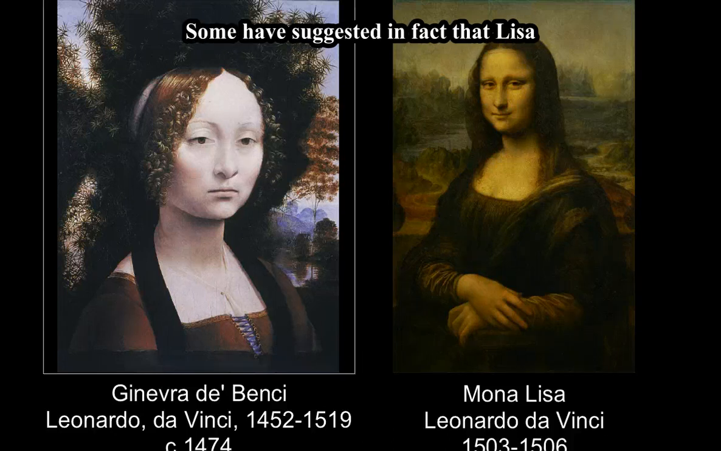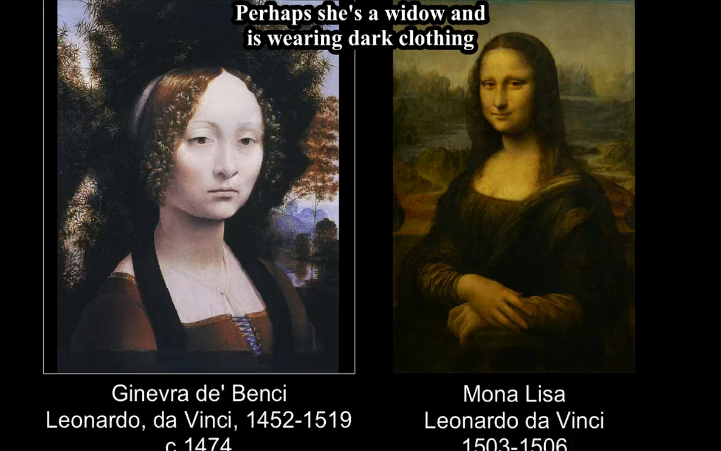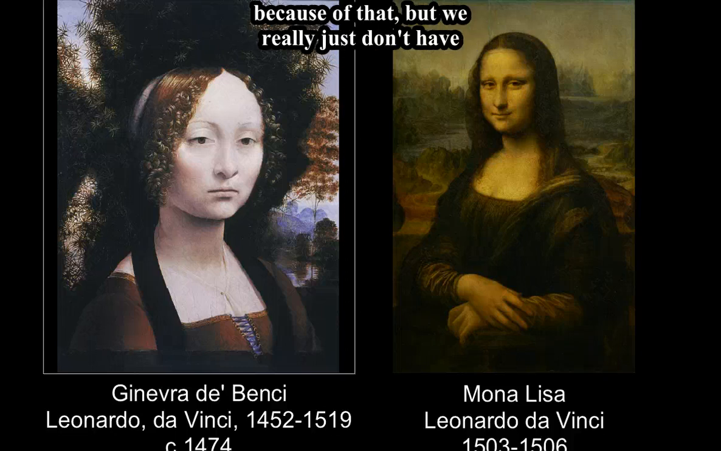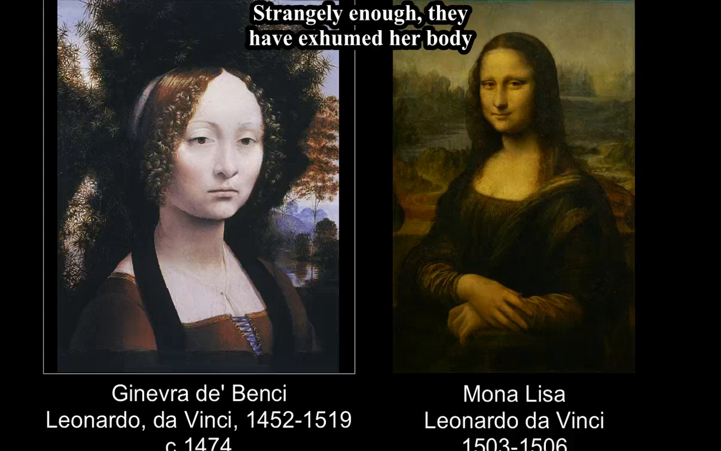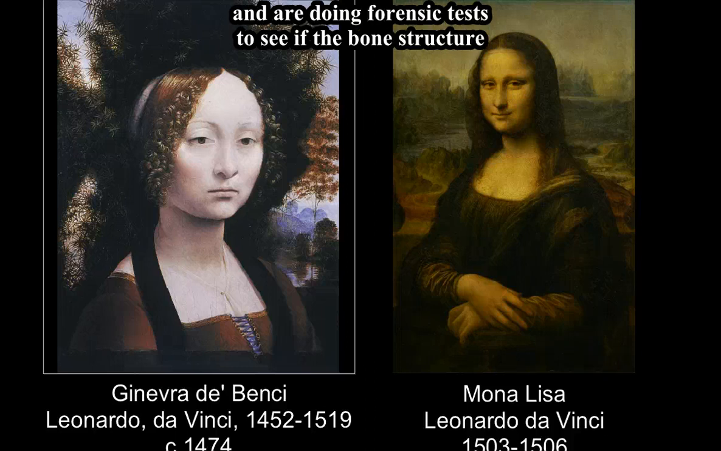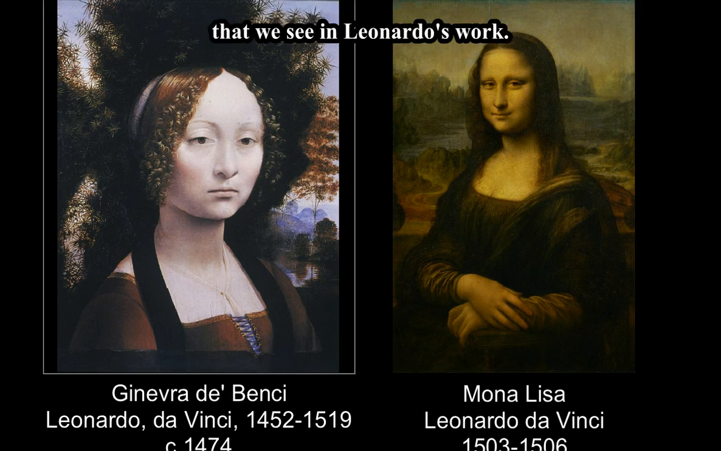Some have suggested, in fact, that Lisa is being shown here as a matron, years after she's been married. Perhaps she's already had children. Perhaps she's a widow and is wearing dark clothing because of that. But we really just don't have enough information about her. Strangely enough, they have exhumed her body and are doing forensic tests to see if the bone structure corresponds with the bone structure of the face that we see in Leonardo's work. Who knows?